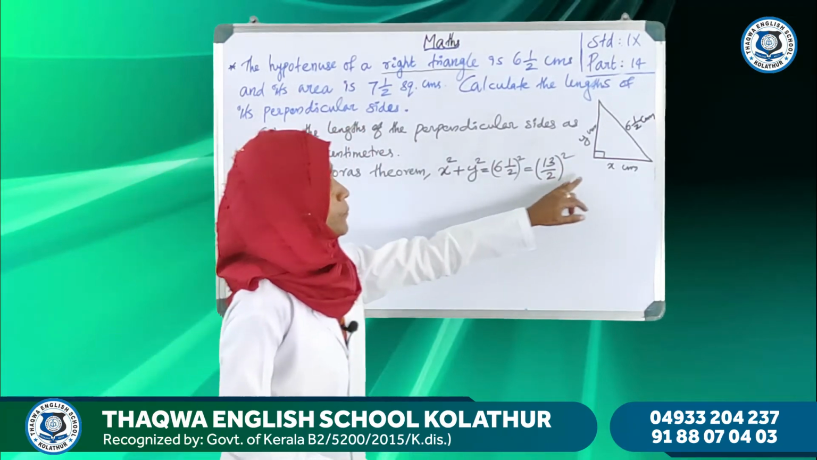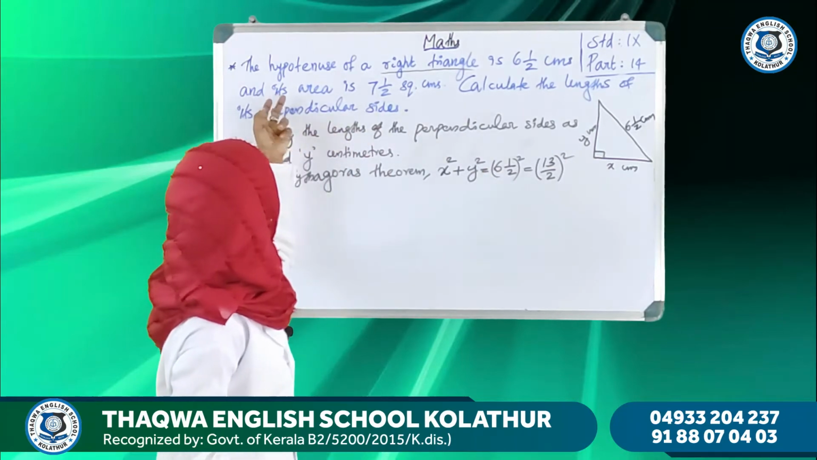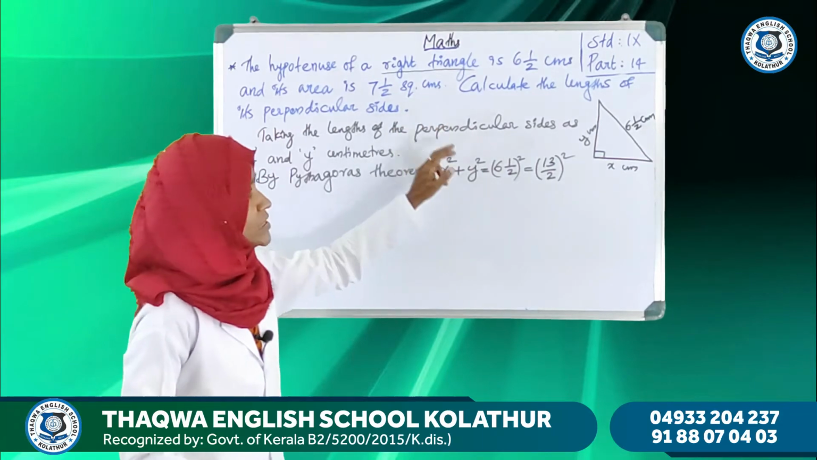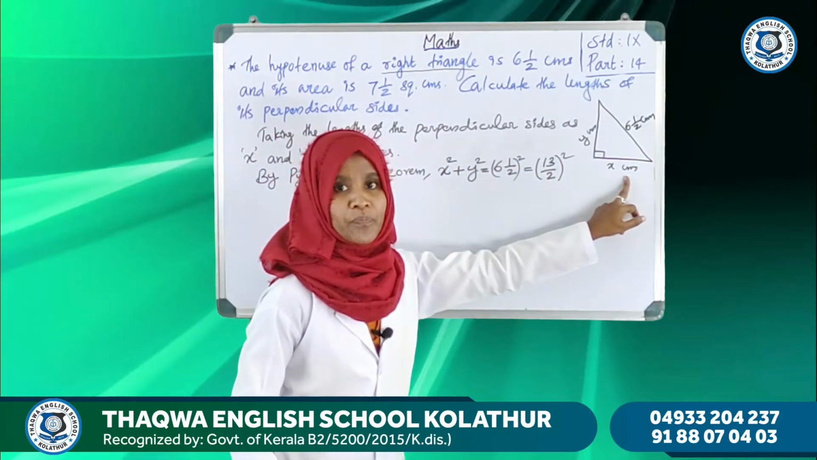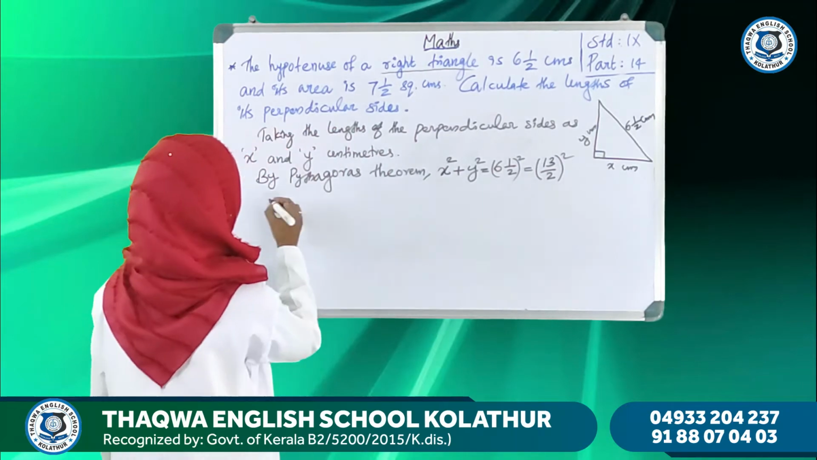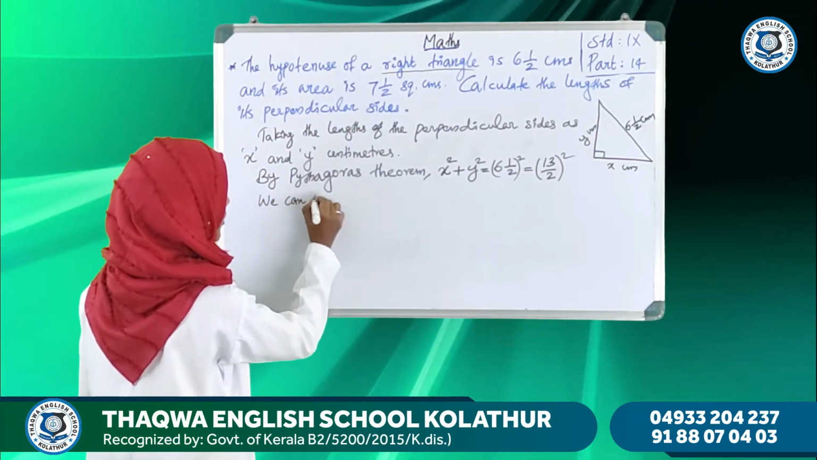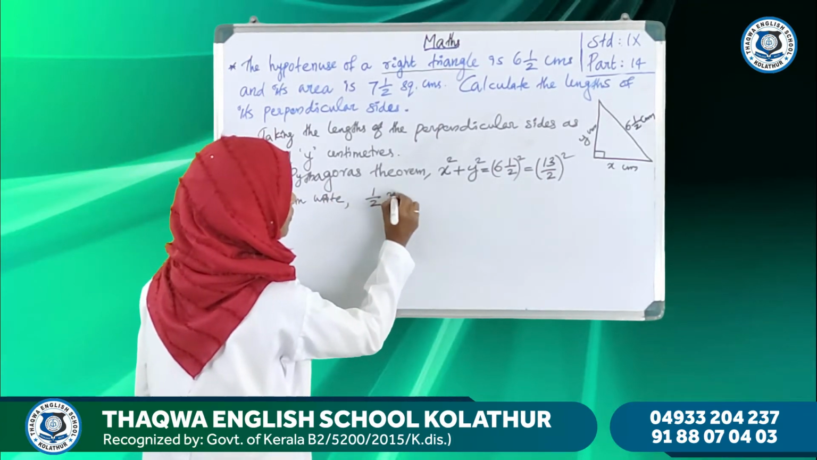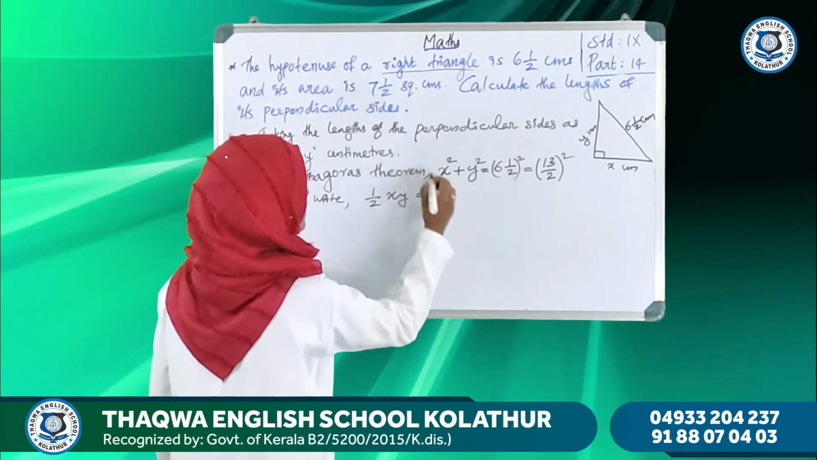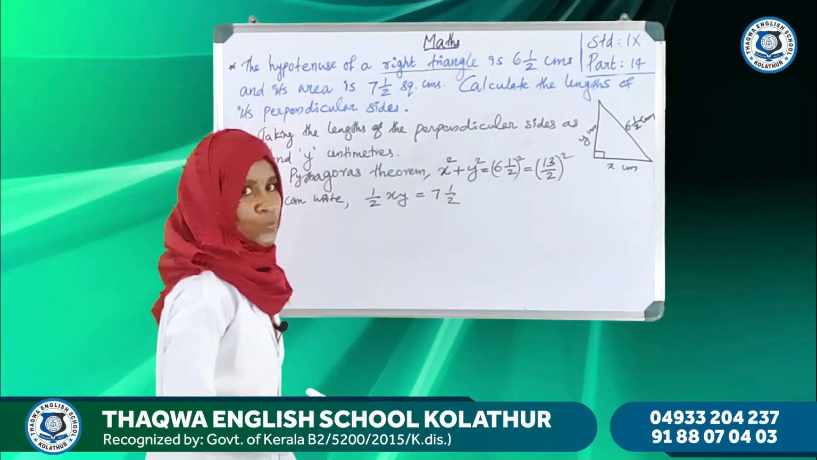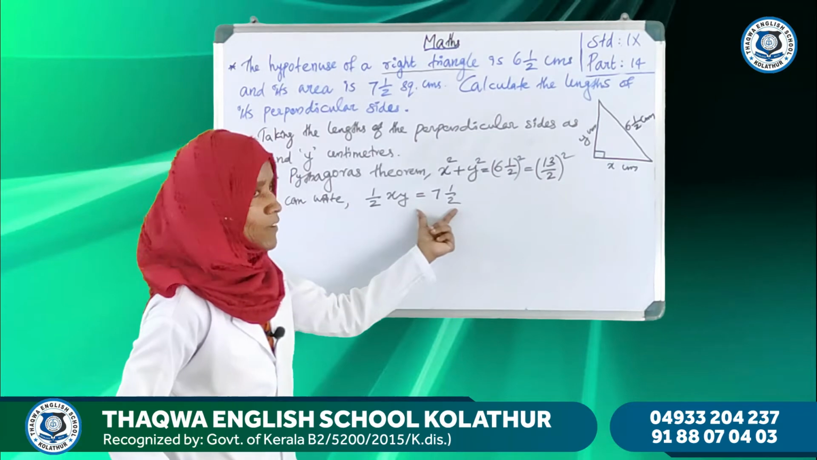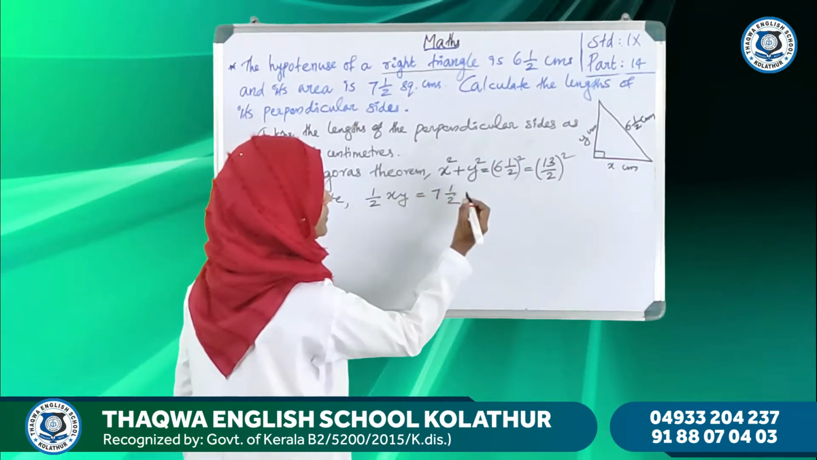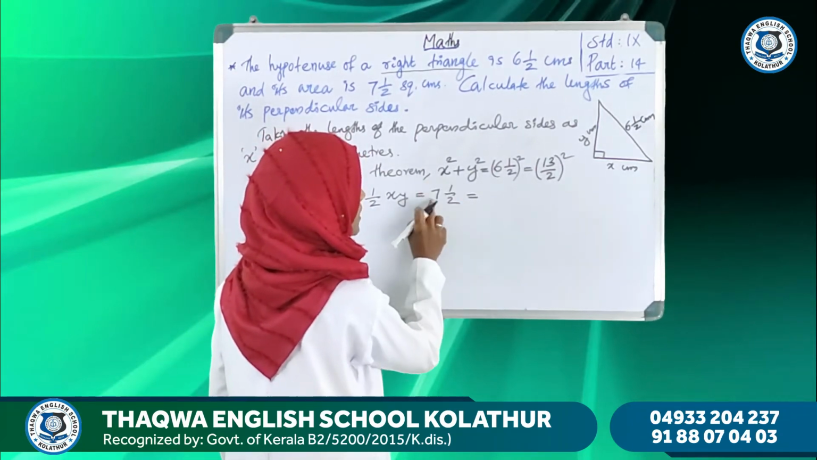The next one. What is the next condition? We have been given the area is 7 1/2 square centimeters. So what is the area of this triangle? Can you say? Yes, we can write half xy equals 7 1/2. Area is 7 1/2 square centimeters. From this, 7 1/2 is 7 into 2.